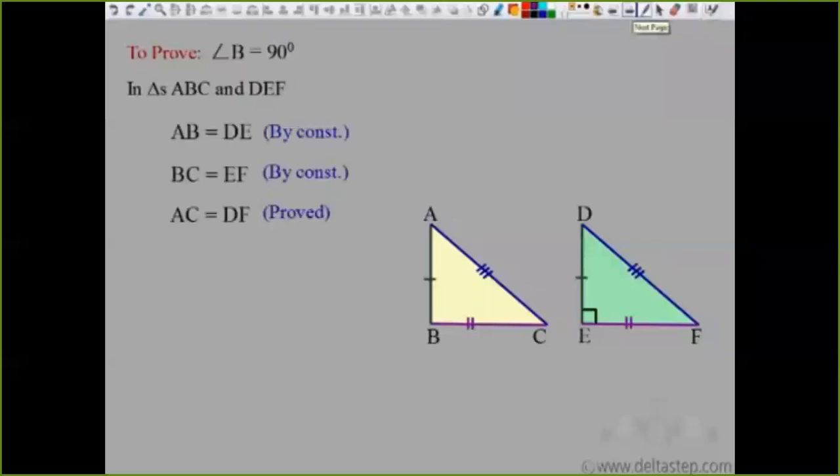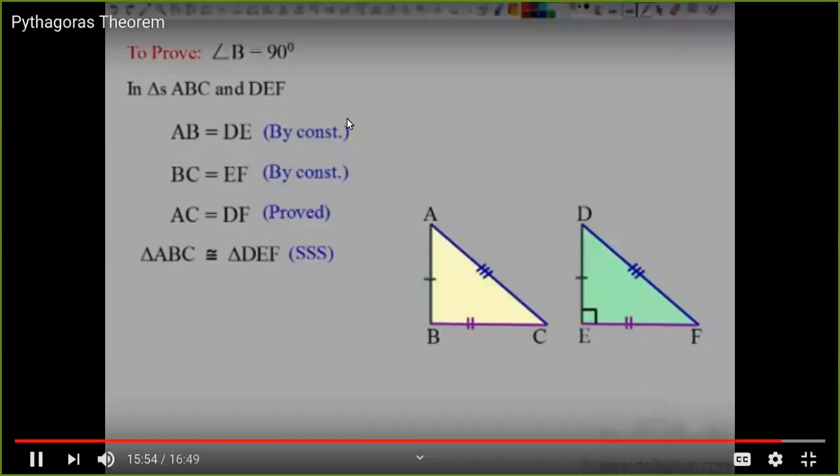When three sides of one triangle are equal to three sides of the other triangle, I can say that the two triangles are congruent by side, side, side. So by SSS, I say that these two triangles are congruent. Now, if these two triangles are congruent, then all the corresponding angles and the corresponding sides are equal. Corresponding sides are already equal, so the corresponding angles should be equal.